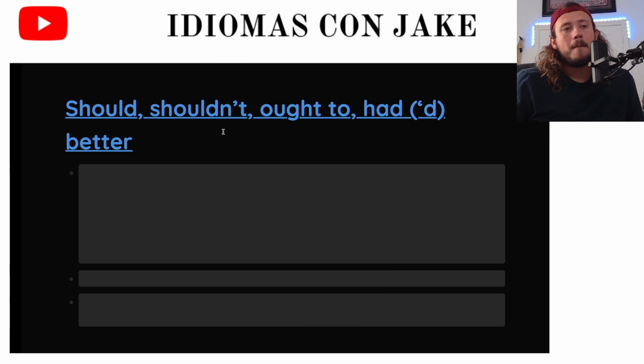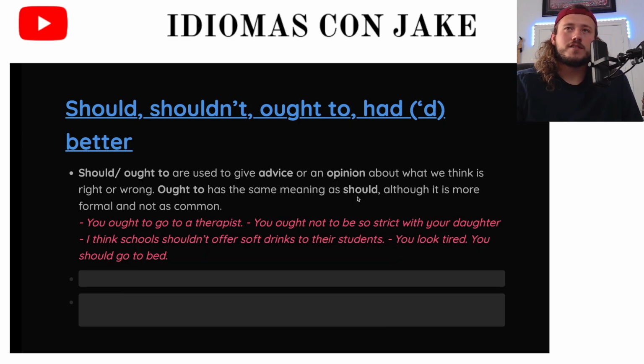Luego tenemos más palabras que son verbos modales, que son should, shouldn't, ought to, had better, ¿verdad? Vamos a ver. Should y ought to are used to give advice or an opinion about what we think is right or wrong. So, should y ought to. Las dos palabras significan debería. Las usamos para dar consejos o nuestras opiniones sobre lo que nosotros pensamos que es correcto o incorrecto.